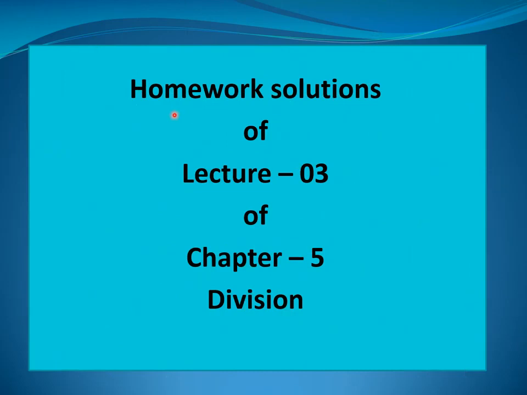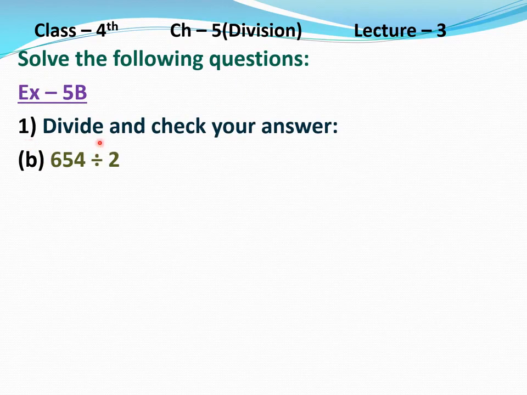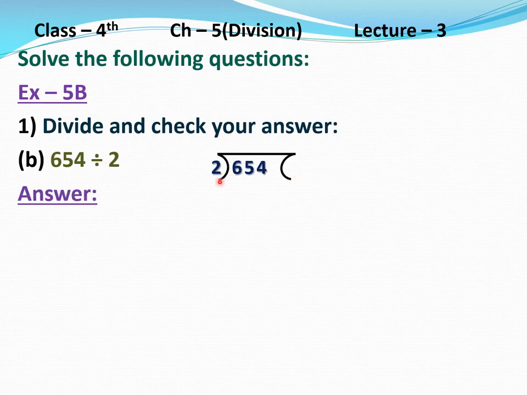Now I will discuss homework solutions of lecture number 3 of chapter number 5, division. Now solve the following questions. Exercise 5B, question number 1, divide and check your answer. B part, 654 divided by 2. Write down the answer, make a sign like this, write 2 here and write 654 here. Now see, 2 is a single digit divisor, so we will take only one number in the dividend, that is 6. 2 multiply 3 equal to 6, write 3 here and 6 here.